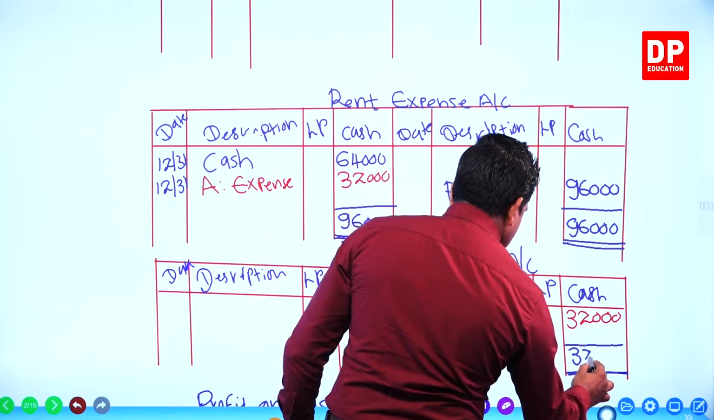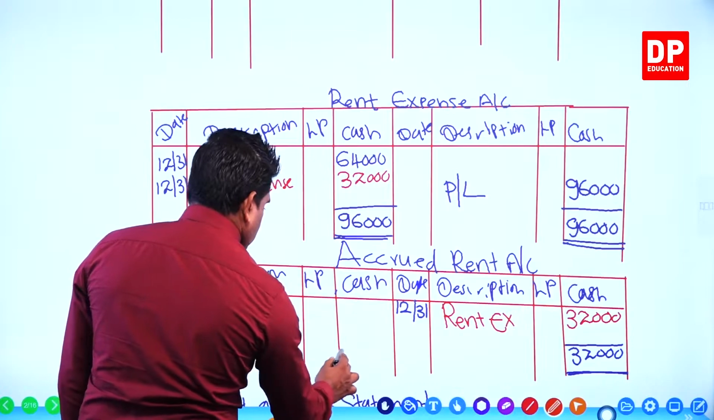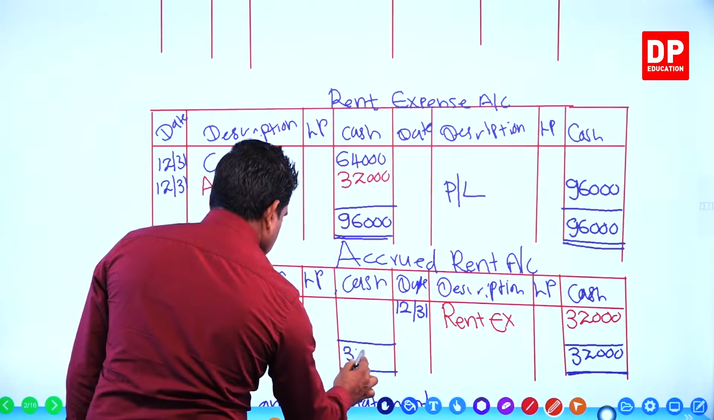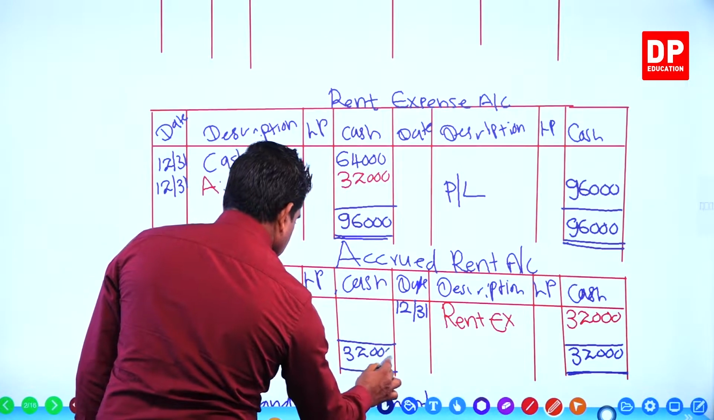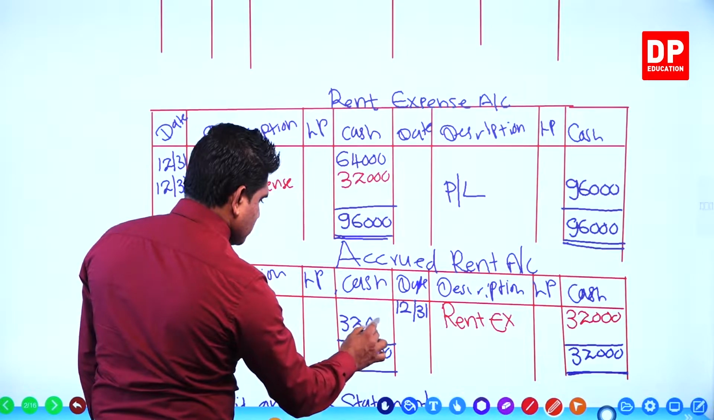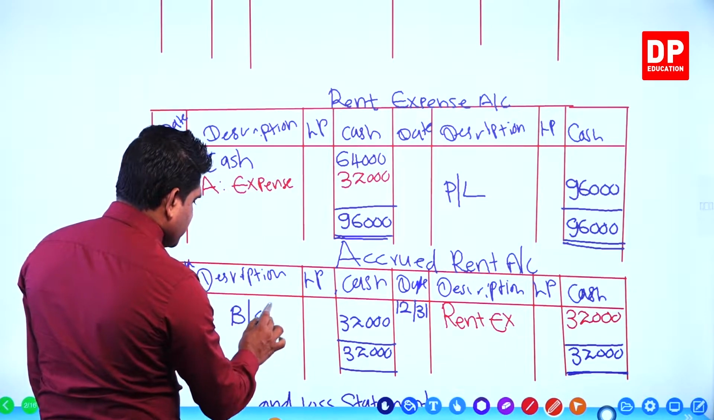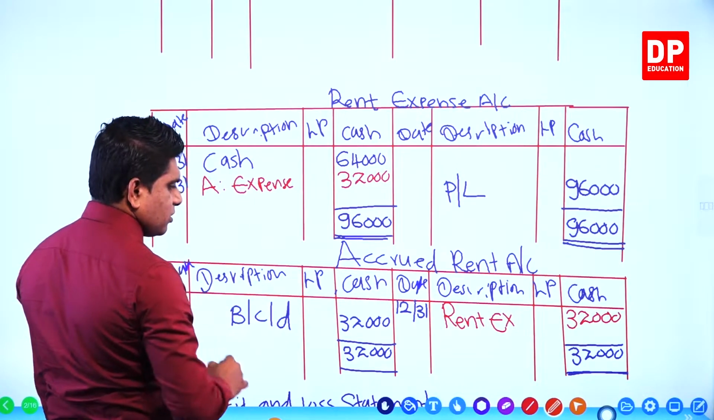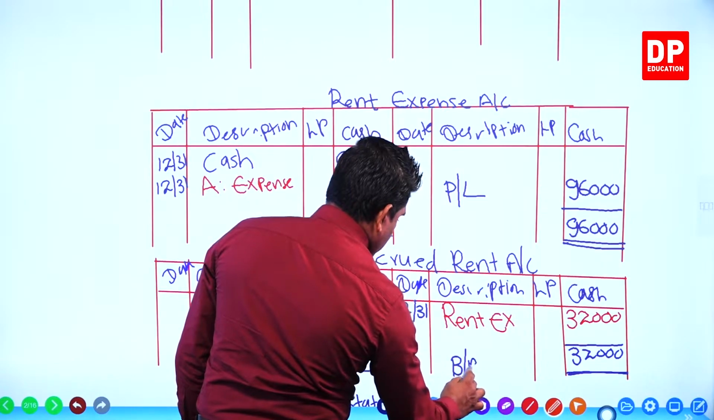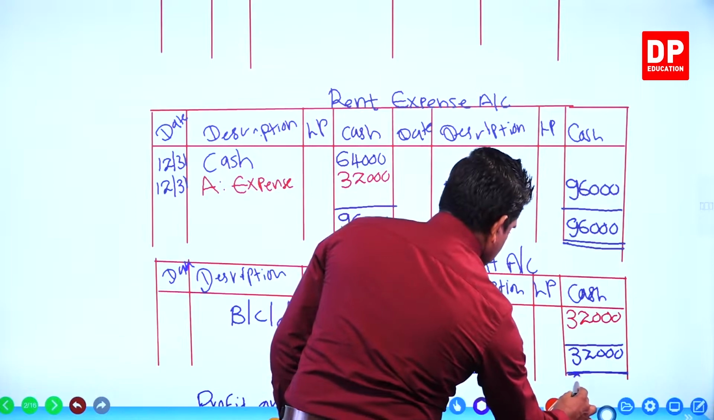32,000. Here also 32,000. Difference also 32,000. Balance carried down. Balance brought forward, 32,000.